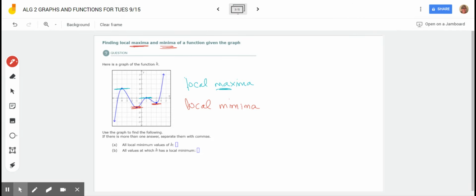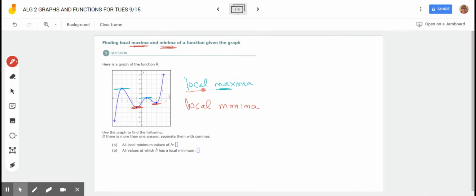Why are they called local? Because if you kept drawing this to infinity, you would just keep getting higher and higher and higher. And the value of the function is increasing. In other words, the y is going up and up and up. That would be the real max. But the real max is infinity, so that doesn't make any sense. The real minimum is negative infinity, so that doesn't make sense.